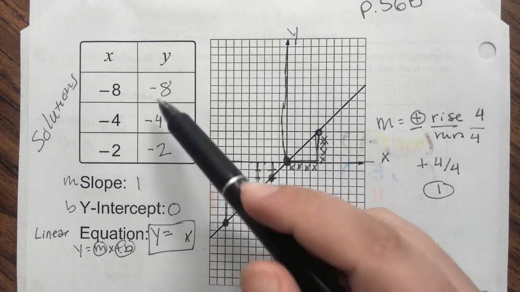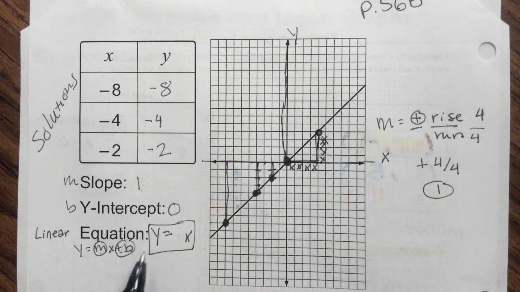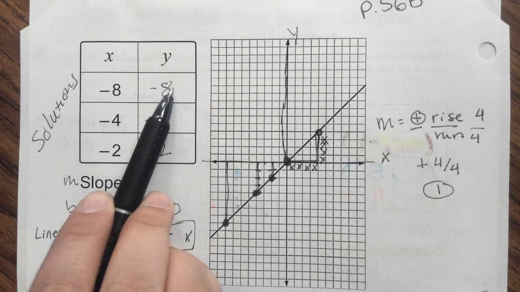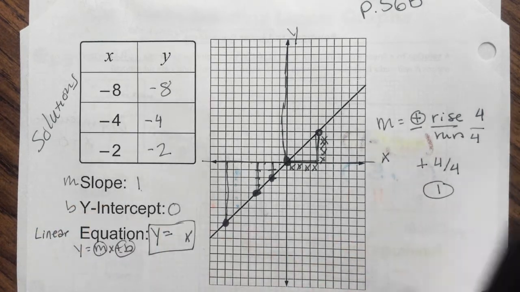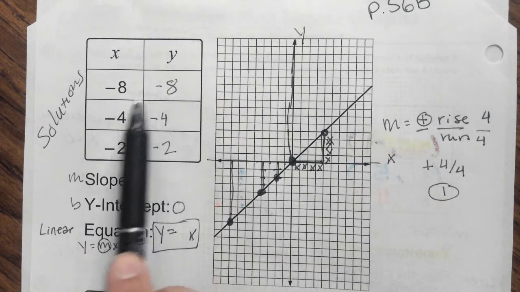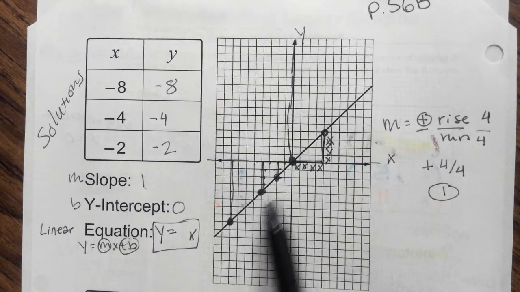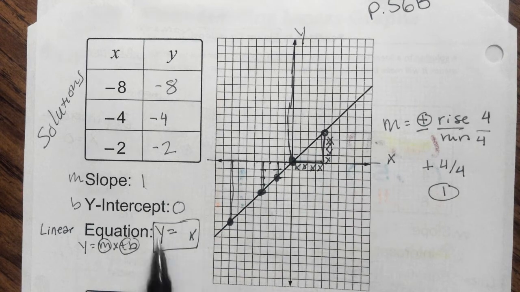This little pattern here makes sense because we know that y is equal to x, which means whatever y is, x is the same thing. Or whatever x is, y is the same thing. So again, you see that all of these solutions are on this line, but also make this equation true.